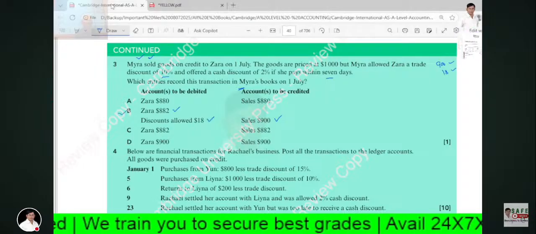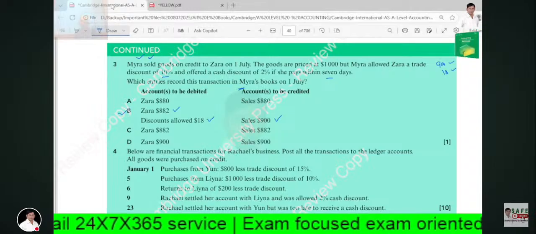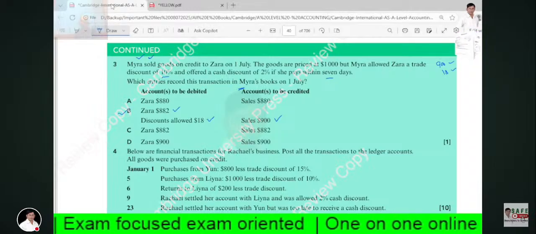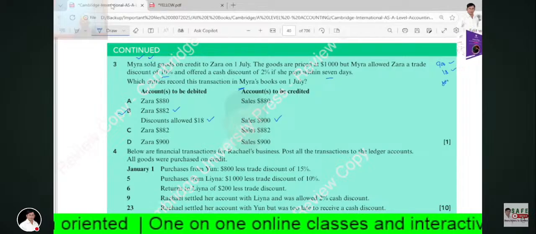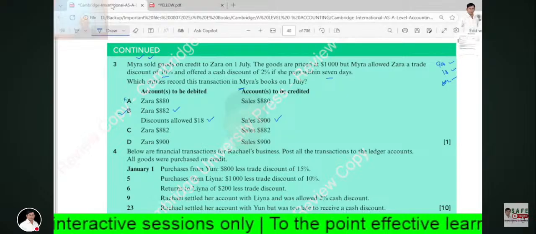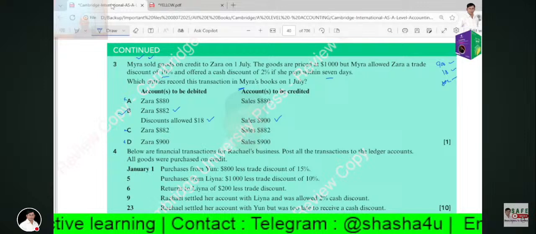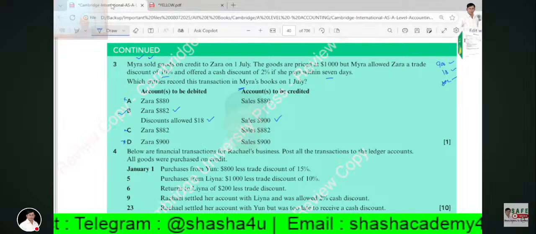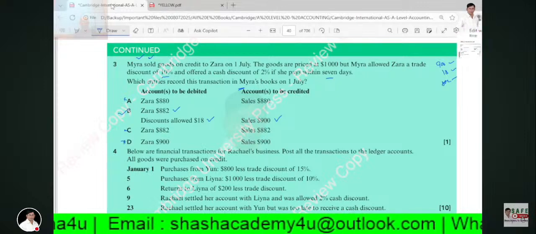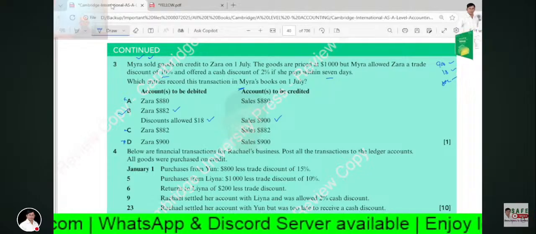So it cannot be the others. Three things will be affected, including 882. This is the entry, not the others. These are exam style questions, and this type of question will come in AS level. So be careful, try to be clear in analyzing the question and write the correct answer.